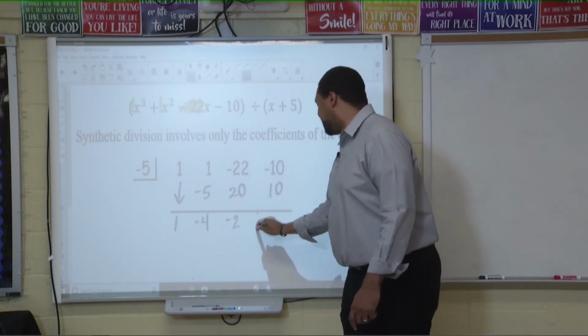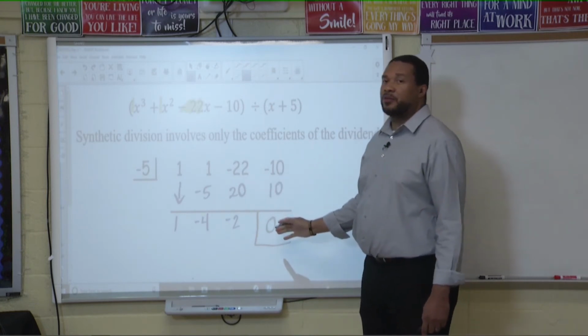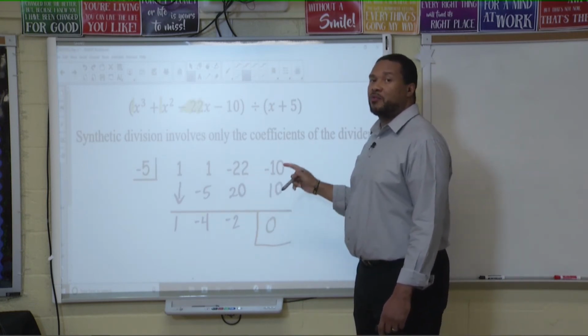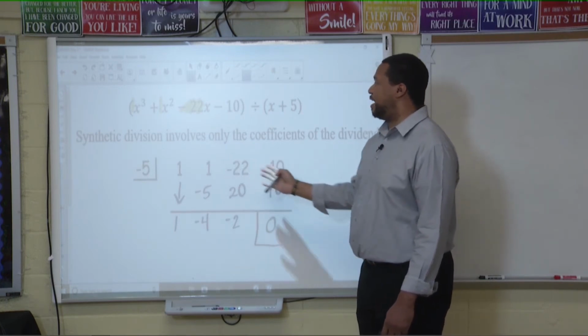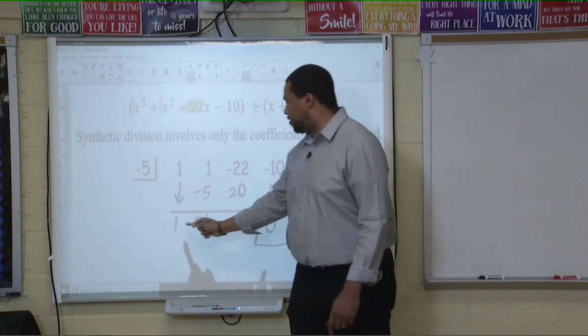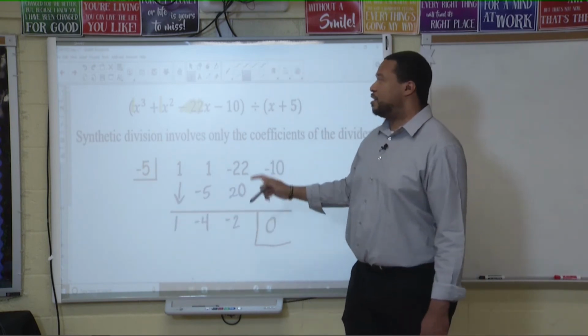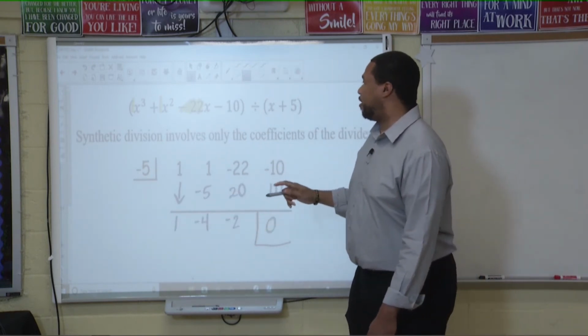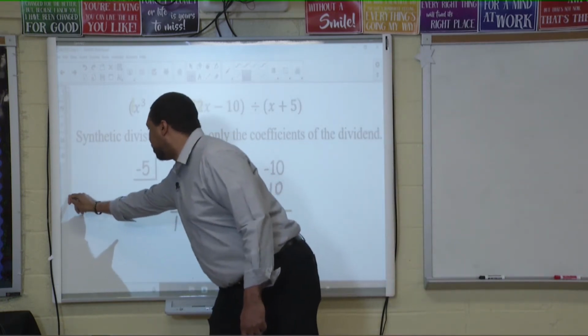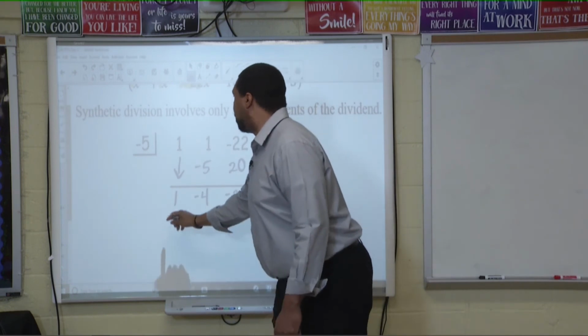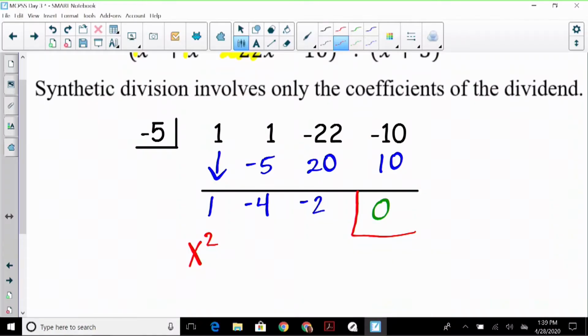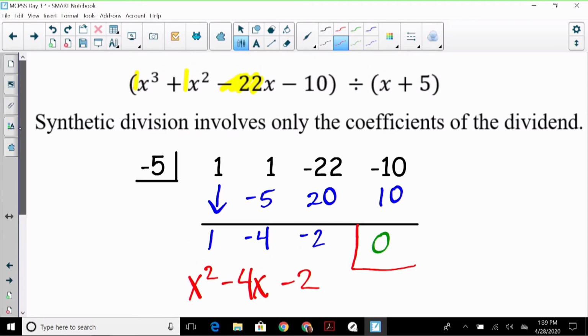Notice that this last column here is where your remainder is located. There is no remainder when you divide this. So based off of these numbers here, 1, negative 4, negative 2, those would be the coefficients for your new polynomial. So it would be x to the second minus 4x minus 2. Your exponent is always 1 smaller than the larger power from when you started dividing.